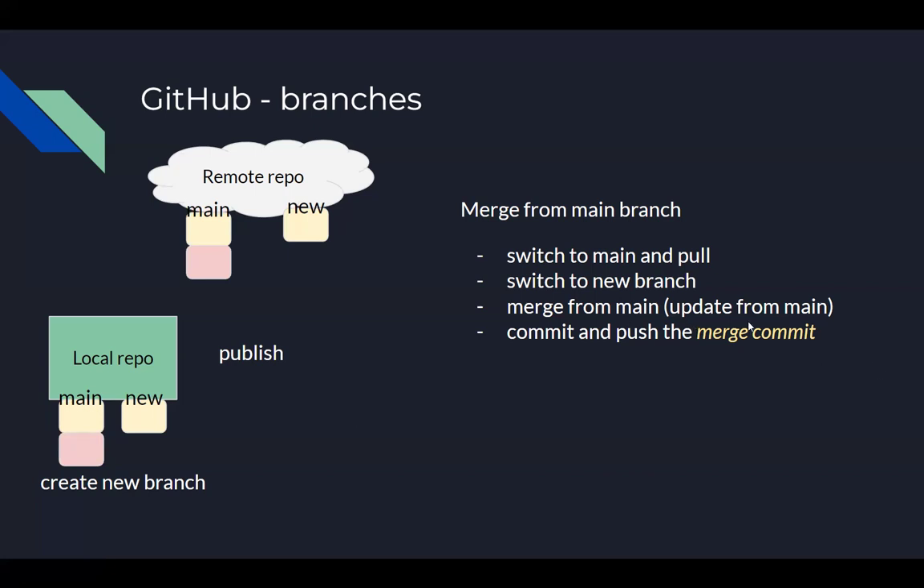There should be an option in GitHub Desktop that's called update from main. I'll show you later. So this merging operation will just apply the new commits in the main branch to your new branch. After that, you can commit. This will be called the merge commit, and then you commit the merge commit and then push it to the remote new branch.